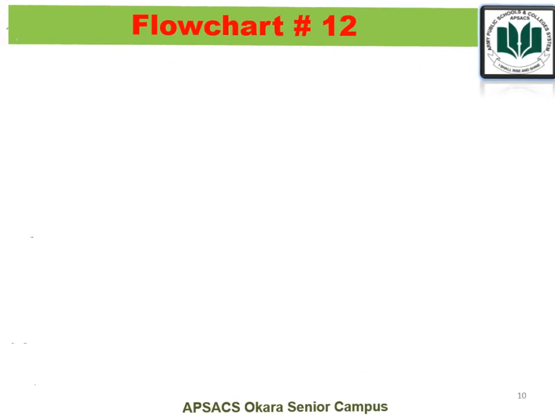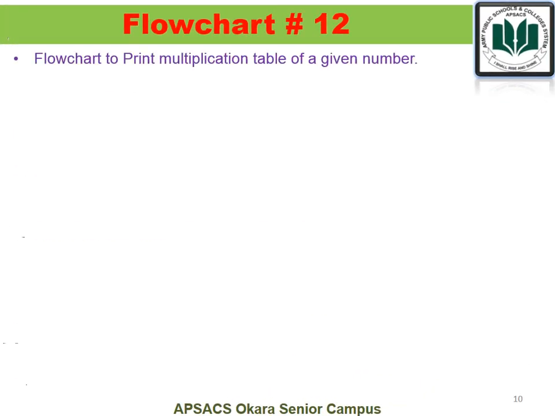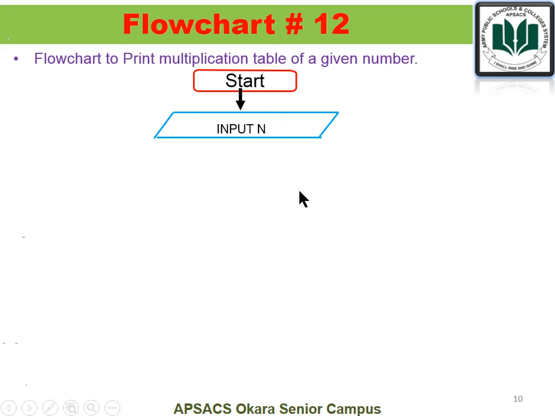So moving to flowchart number 12, it says flowchart to print multiplication table of a given number. We have to print the table of a given number. So start stage, input n. Here I have used the input. Why? Because we should know for which number the table is to be printed. So input n, k is equal to 1. The first value of k is 1.